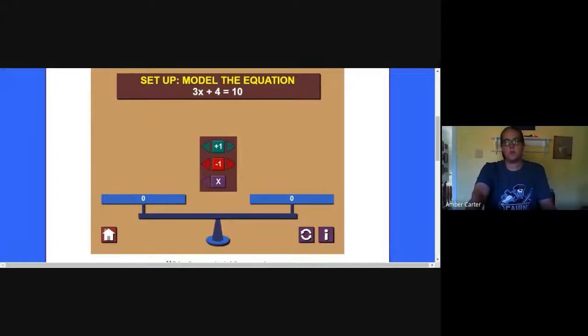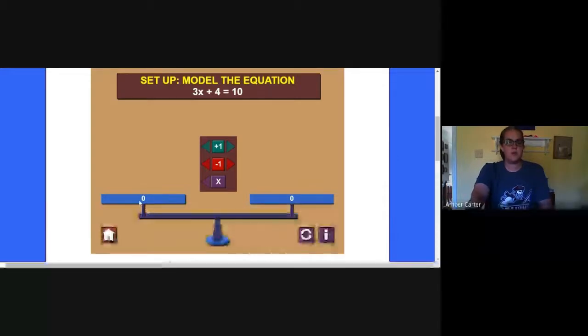So today we're going to be moving on to two-step equations. We have already talked about one-step equations, and we know that we need to do the opposite in order to figure out what the variable is equal to. Today we're going to look at two-step equations, and they're a little bit trickier to solve. I found this program that we're going to use that's going to help us model the equations so that we can figure out what to do.